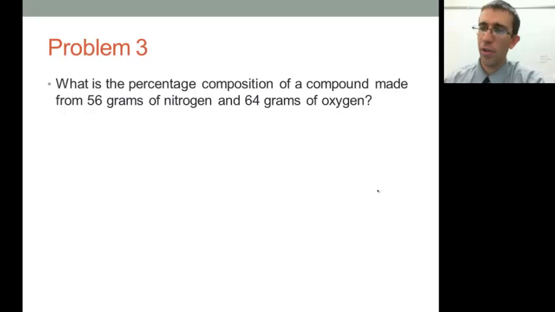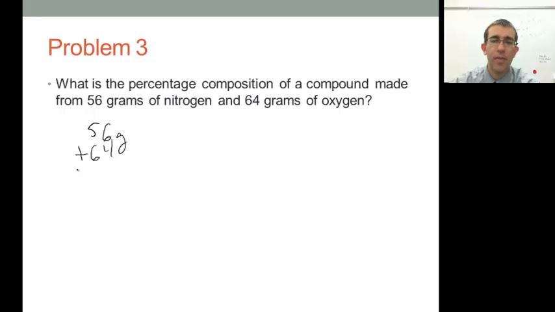Alright, let's look at another problem. What is the percent composition of a compound made of 56 grams of nitrogen and 64 grams of oxygen? Now, I really like these because this is actually even more straightforward and simple. You don't need to go to the periodic table on this one if they give you the grams. All you need to do is take your grams and add them up.